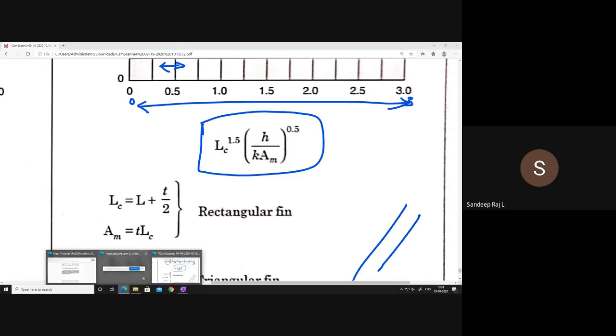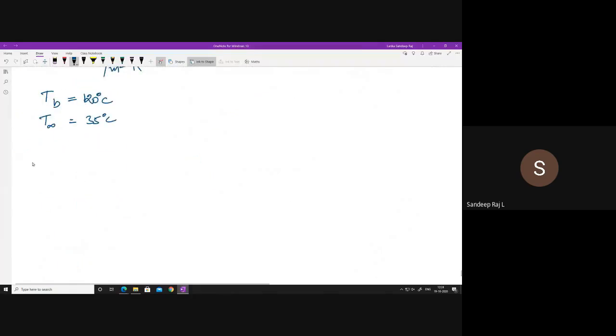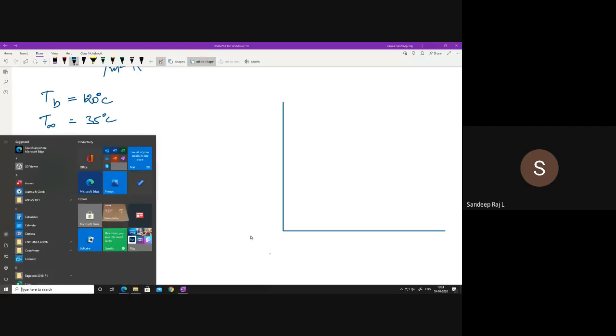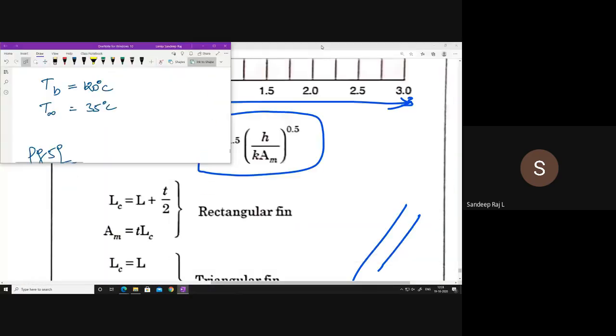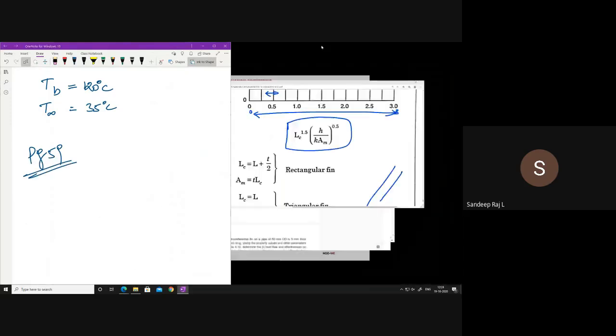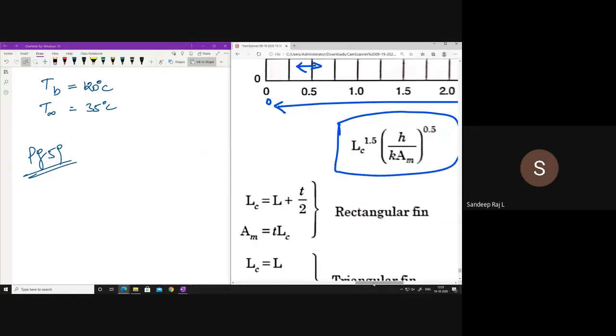So what you will do is go to page number 59. In page number 59, you will have the x-axis and y-axis. This is the thing. On the x-axis, what you have is L_C.